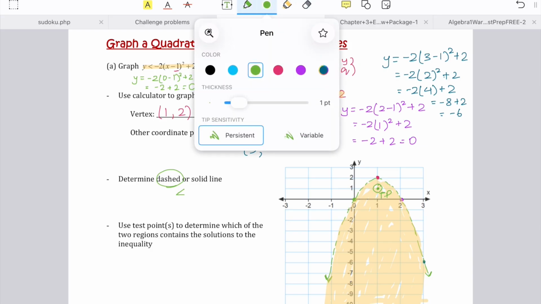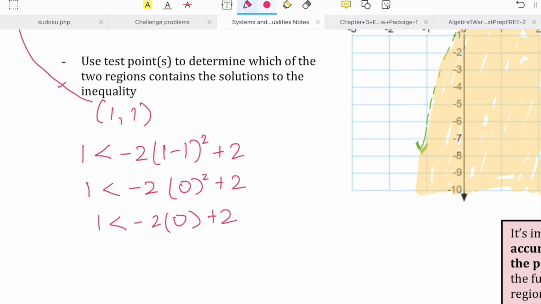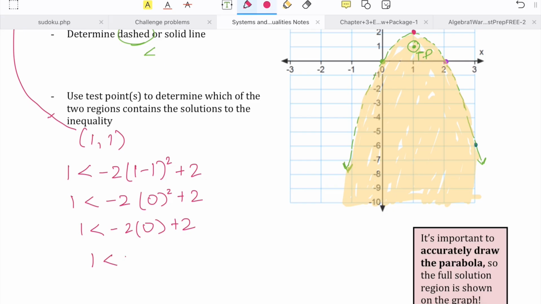So let's put 1, 1 in there. 1 is less than -2 times (1 minus 1) squared plus 2. So 1 is less than -2 times 0 plus 2. Anything times 0 is just 0. So 1 is less than 2. Is that correct? That means I did shade it properly. So hence, test point in shaded region. Okay.